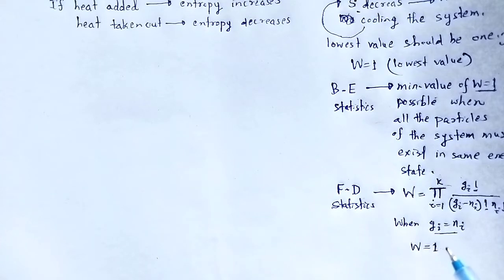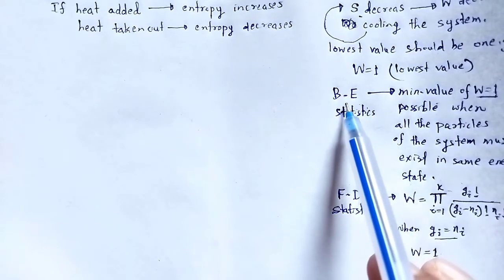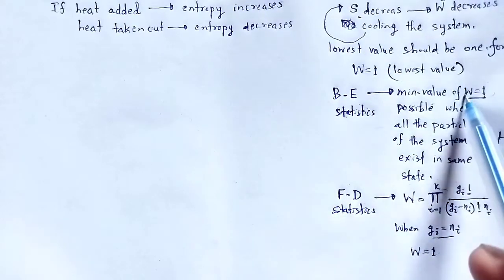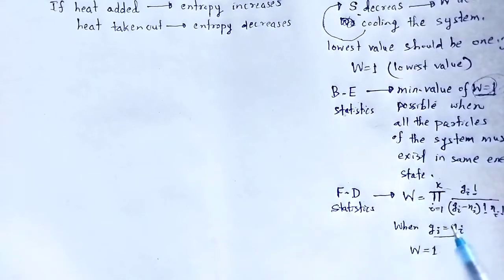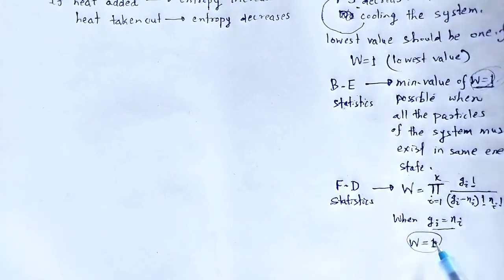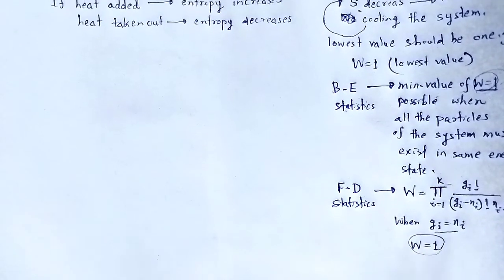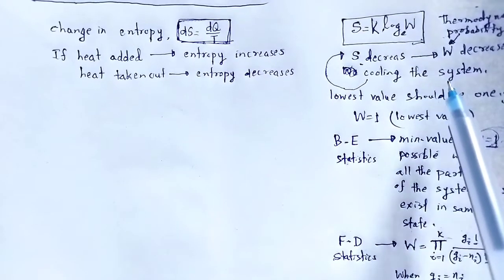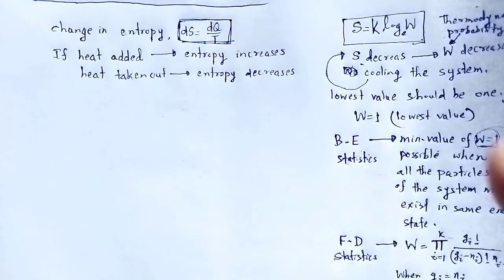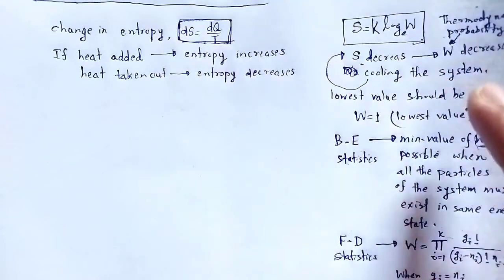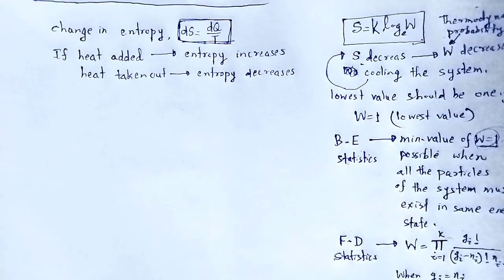Okay. In this case, the particles are indistinguishable. So in Bose-Einstein statistics, W is equal to 1 for that condition, and we can further cool the particular system. So what do we get from these different types of expressions of entropy?